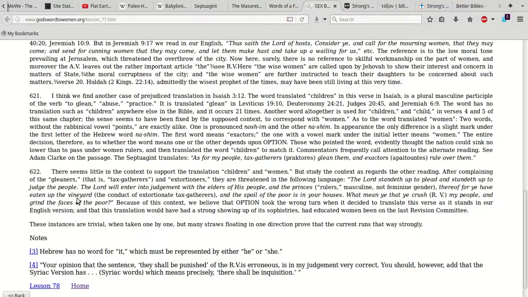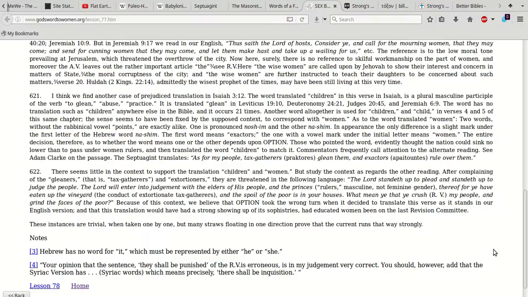Just to finish up what Bushnell says: because of this context, we believe that option took the wrong turn when it decided to translate this verse as it stands in our English version, and that this translation would have had a strong showing up of its sophistries, which is trickery, had educated women been on the last revision committee. And then there's an important statement at the end here. These instances are trivial when taken one by one, but many straws floating in one direction prove that the current runs that way strongly.